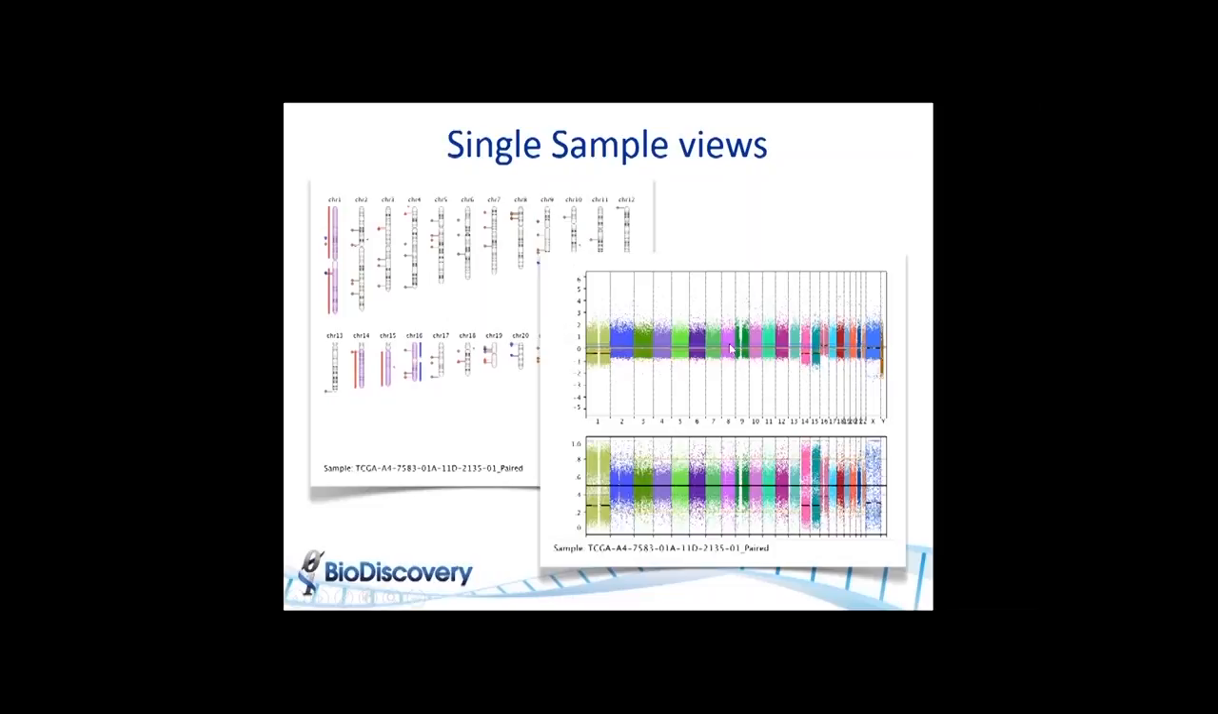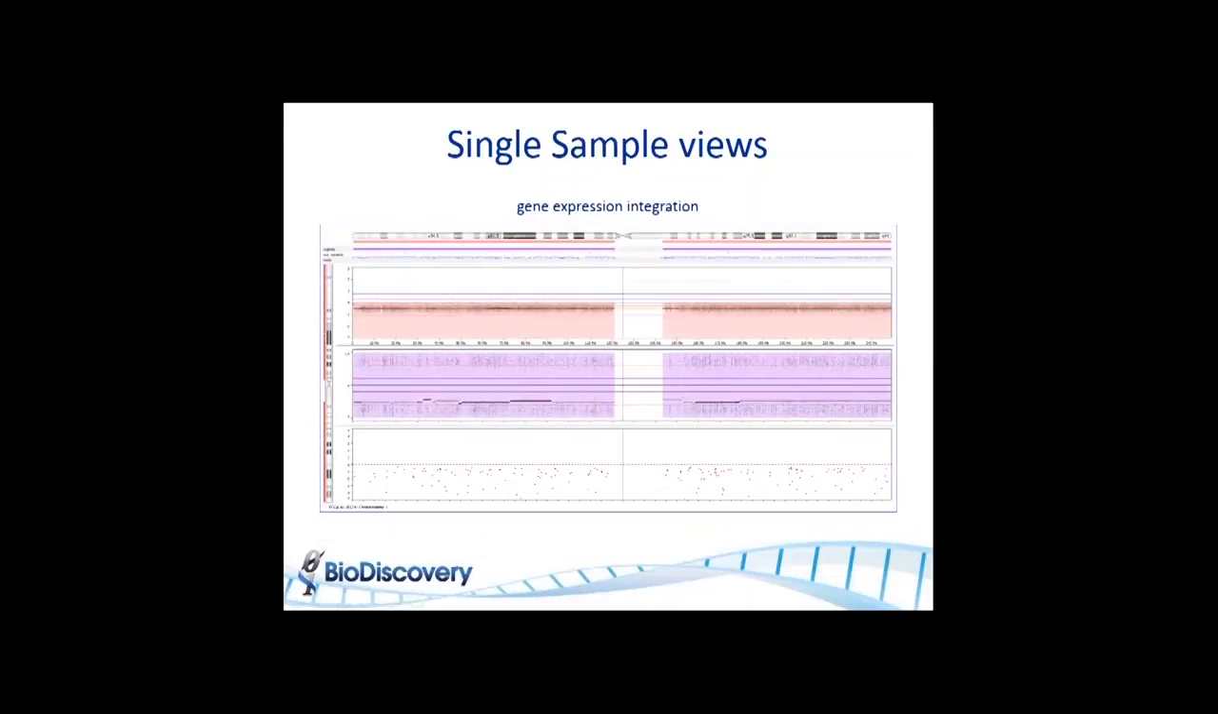This is the log ratio plot across the whole genome of a single sample. And down here is the B allele frequency plot from a SNP array. And then one of the new features, the gene expression integration on a single sample basis. This shows you a single chromosome, which has a loss across the whole chromosome.